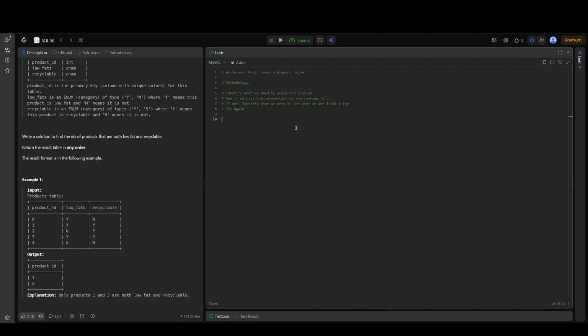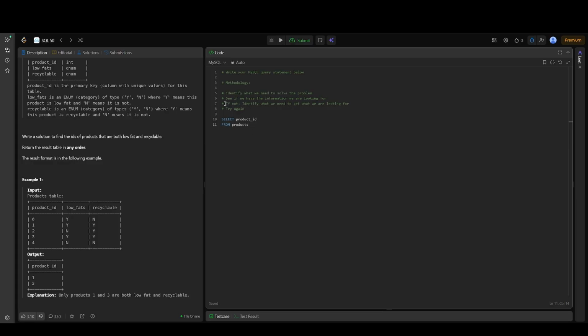First, we're going to identify what we need to solve the problem. So we need product IDs. Okay. And let's see if we have the information we're looking for. Yeah, we do. It's the product ID in the products table. So let's code that up first. We're going to select product ID from products. Okay, that's pretty straightforward.